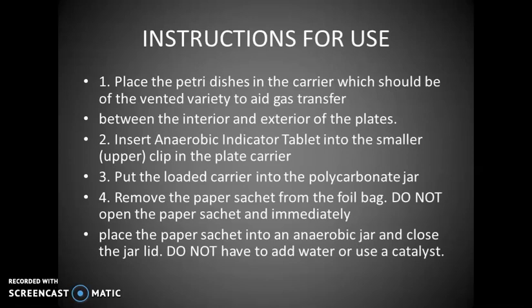Now, next are the instructions for use. Place the Petri dishes in the carrier, which should be of the vented variety to aid gas transfer between the interior and exterior of the plates. Insert the anaerobic indicator tablet into the smaller upper clip in the plate carrier. Put the loaded carrier into the polycarbonate jar. Remove the paper sachet from the foil bag. Do not open the paper sachet; immediately place it into the anaerobic jar and close the jar lid. You do not have to add water or use a catalyst.